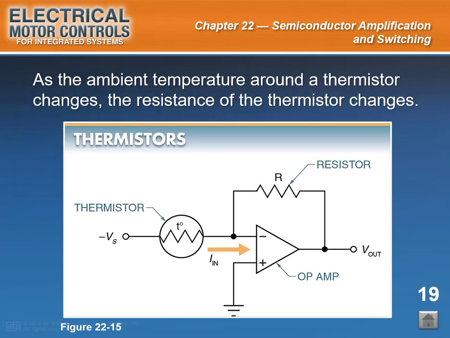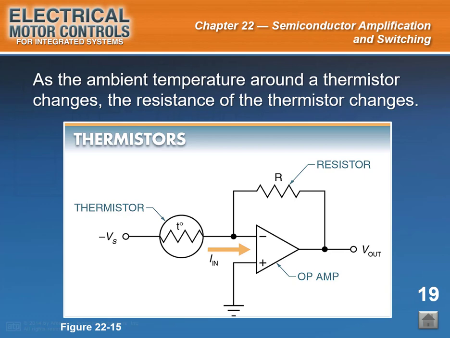Slide caption. As the ambient temperature around a thermistor changes, the resistance of the thermistor changes. See Figure 22-15. A thermistor varies the amount of input current, symbolized as capital I, with a subscript of In, that enters the inverting input of the op-amp.